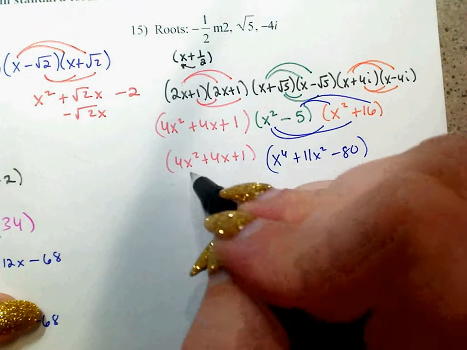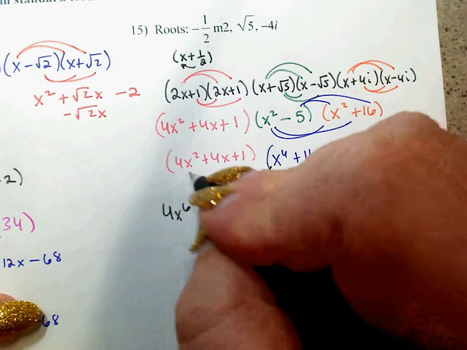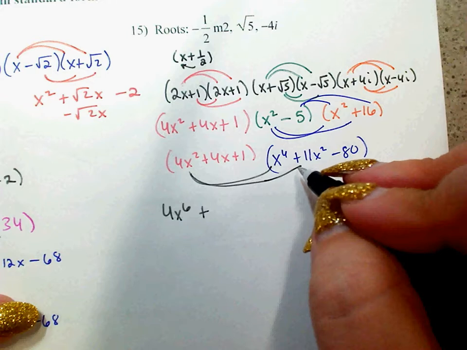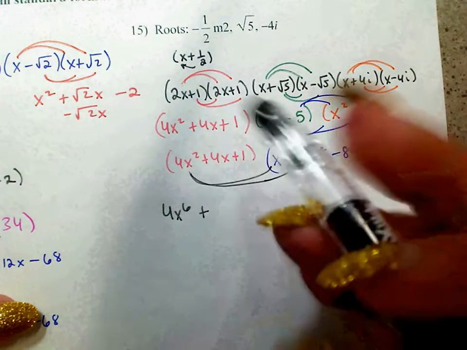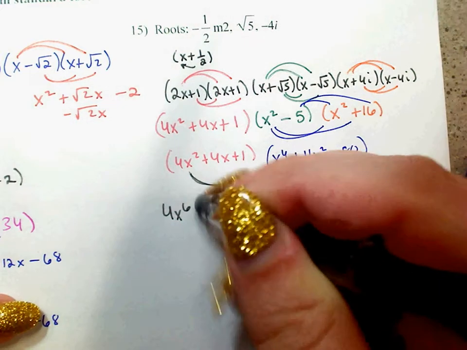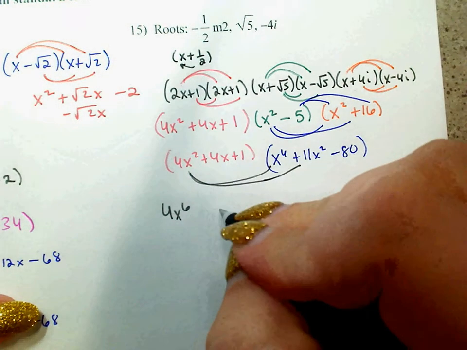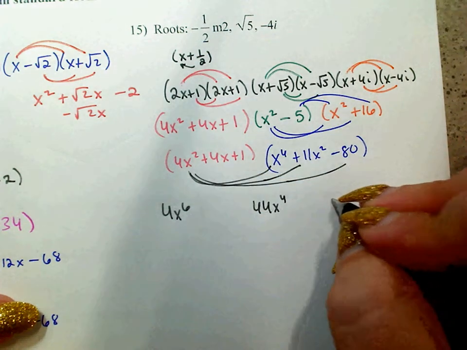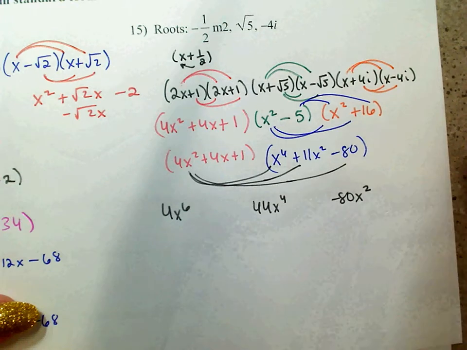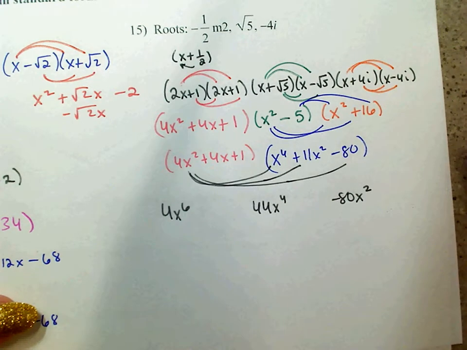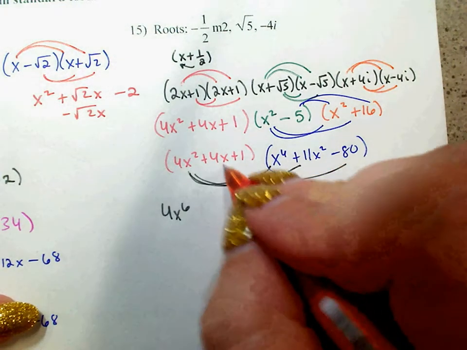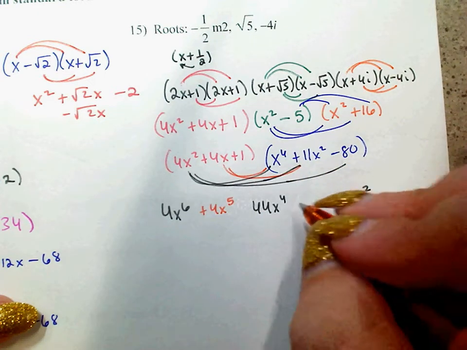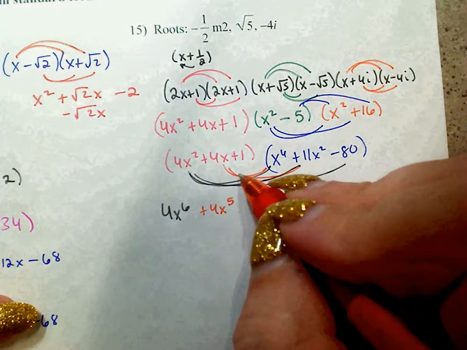That's 4x to the 6th plus 44x to the 4th. I'm going to have an x to the 5th, so I'm just going to go ahead and leave myself some space. So that's 4x to the 5th, plus 44x to the 4th, and then minus 80x squared. Distribute the 4x, I mean. 4x times x to the 4th is 4x to the 5th, plus 44x cubed, and then minus 320x.